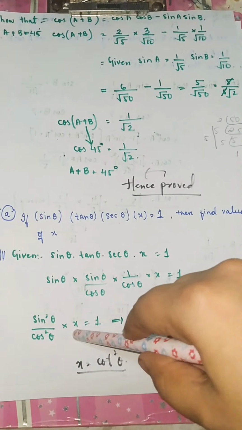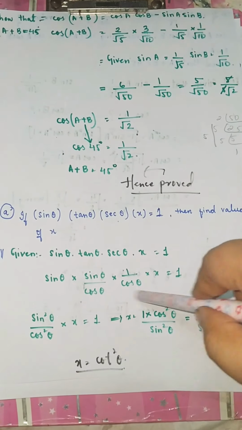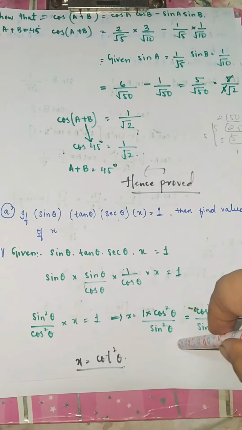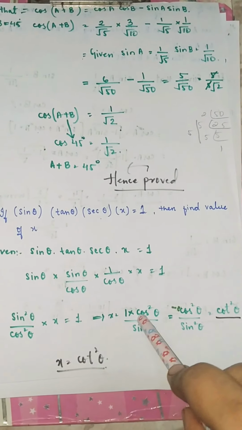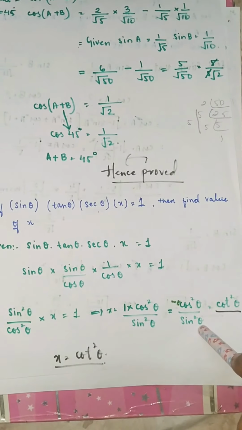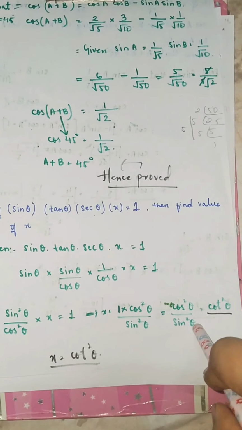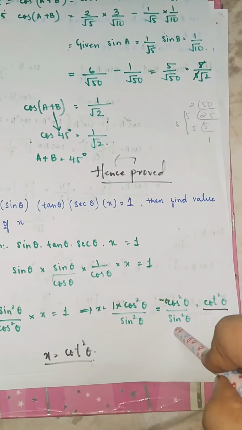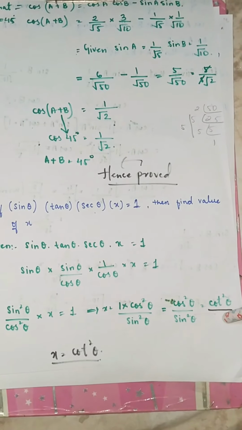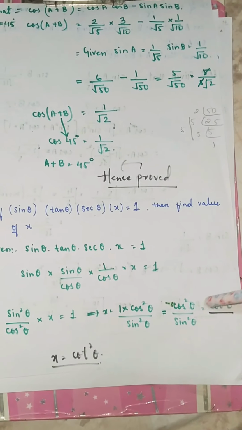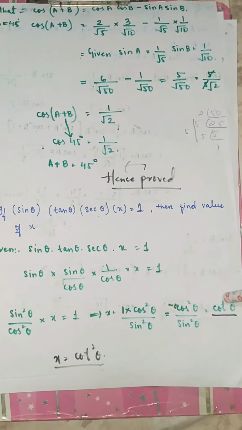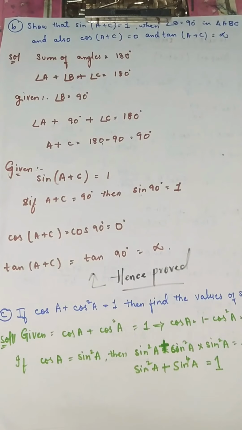Now x is equal to 1 into cos square theta by sin square theta, you have to take. Is equal to 1 into cos square theta, again cos square theta by sin square theta. What is cos square theta by sin square theta? It is cot square theta. It is one of the identities. So x is equal to cot square theta.